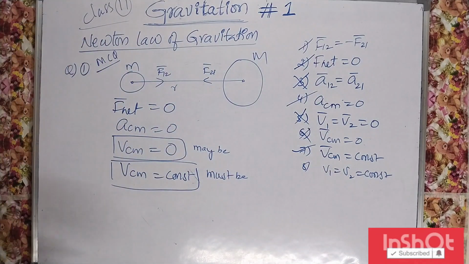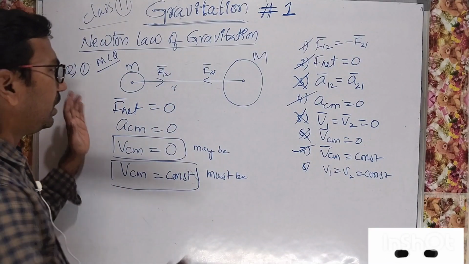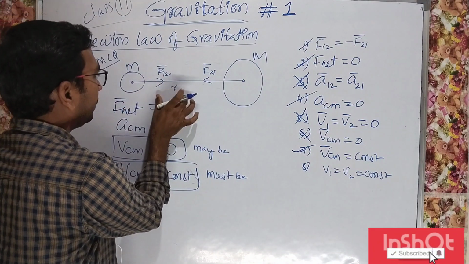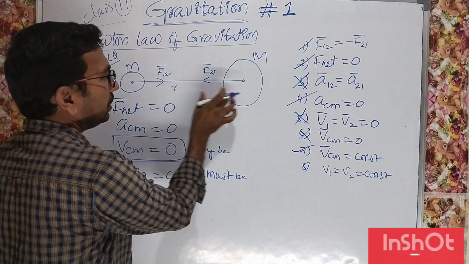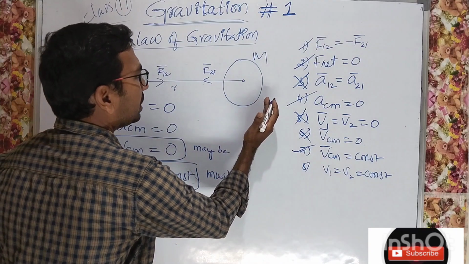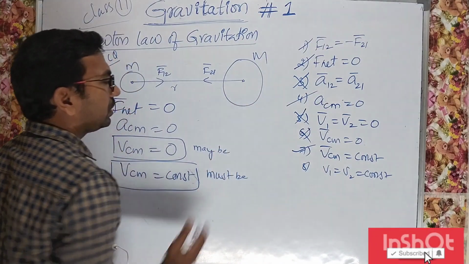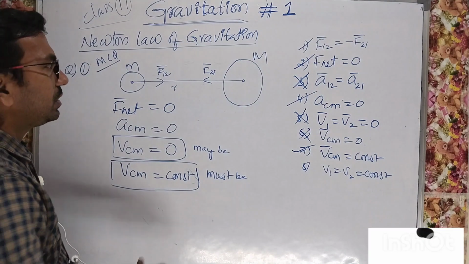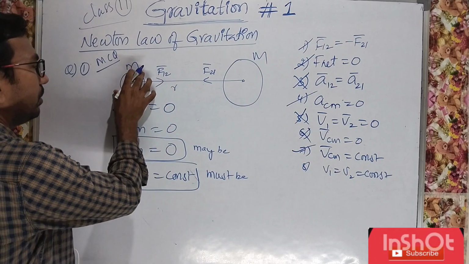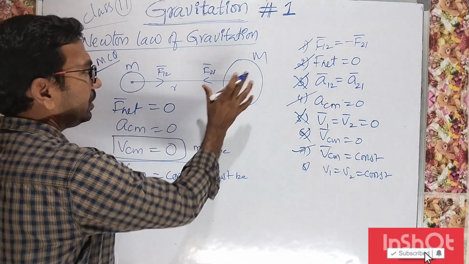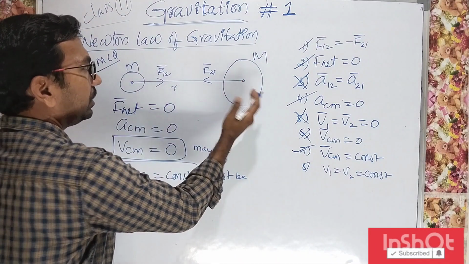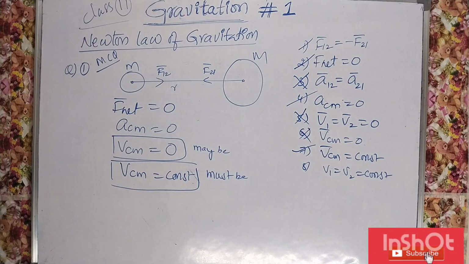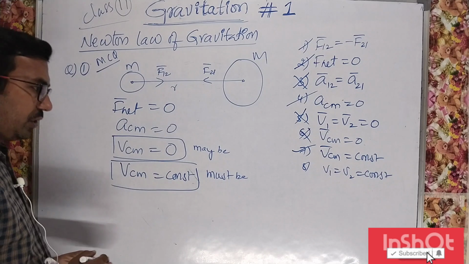So here VCM is equal to constant. V1 and V2, both velocities are not constant. This small body moves fast towards this capital M, and capital M moves slowly. So these two velocities are different. Due to the small mass, this moves fast. The capital M moves slowly towards this mass. Okay, so this is the first problem.